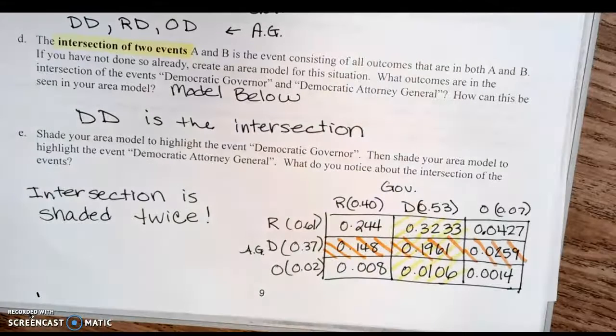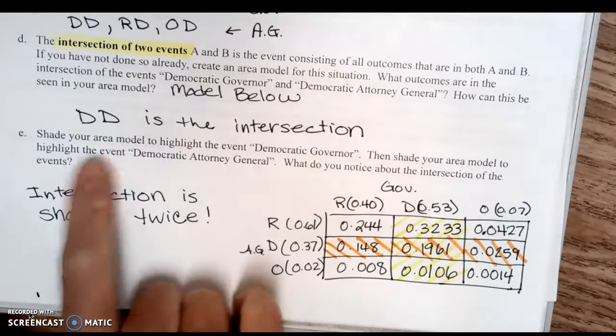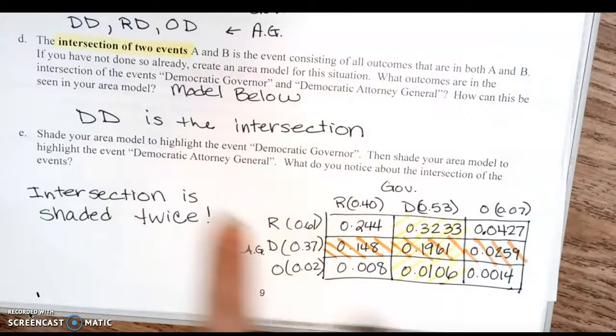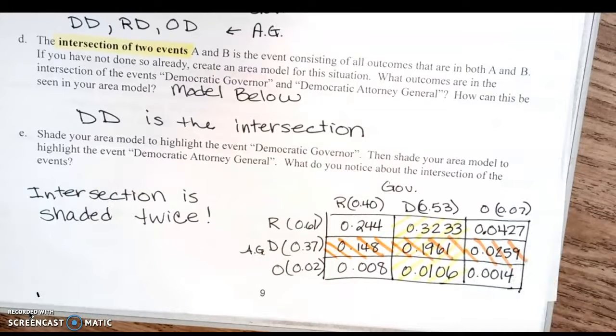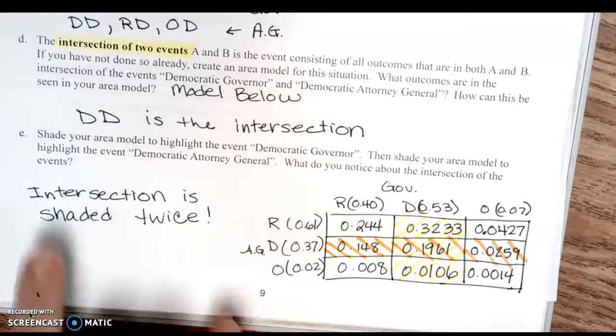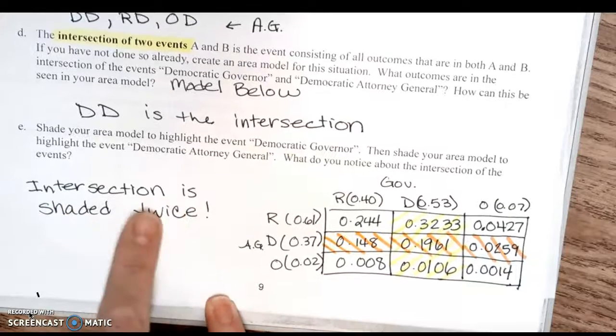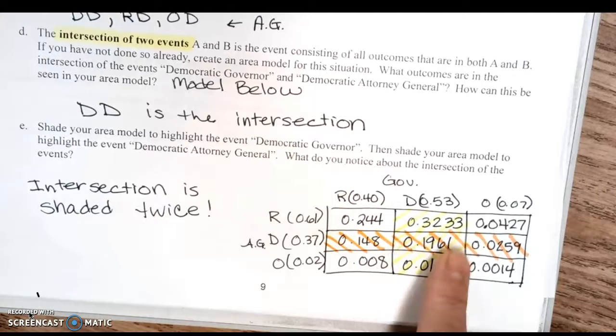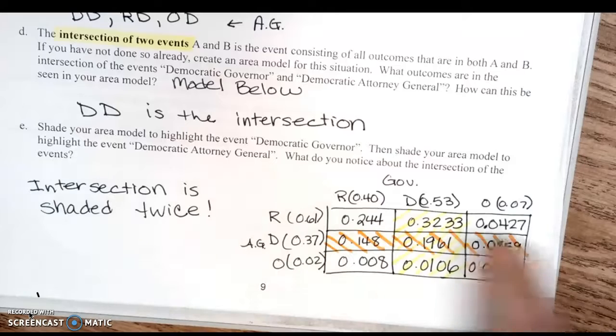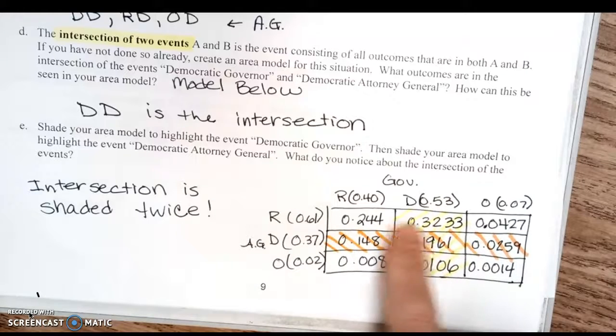Part E says, shade your area model to highlight the event Democratic governor, so I did yellow. Then shade your area model to highlight the event Democratic attorney general, I did that one in orange. What do you notice about the intersection of the events? The intersection is shaded twice, okay? Yellow and orange. So if you have two colored pencils or two different color highlighters, you would highlight them two different colors.